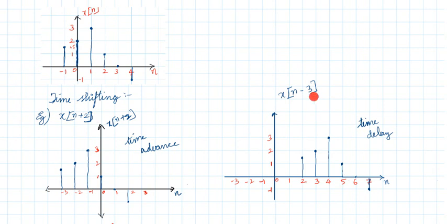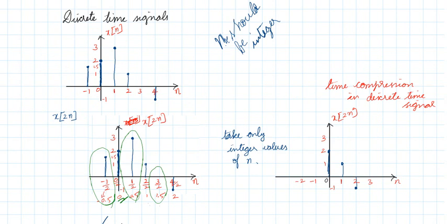What about n minus 3? The signal will be delayed by 3 units. Instead of 4, the signal will go to 7. Instead of starting at minus 1, it will start at plus 2. This entire signal is shifted to the right. This is right shift. Delay means right shift, advance means left shift. Again remember n should be an integer. For time shifting there won't be any change in integer or non-integer values. Only for time scaling, as you looked at in the previous case, we take only integer values of n.